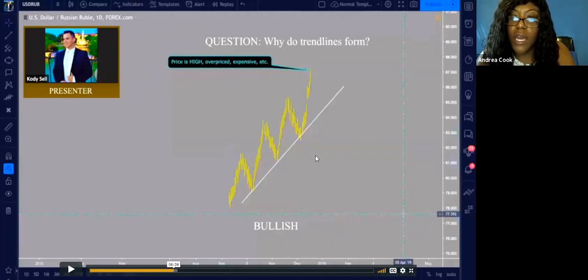Okay, and you can determine what the trend is on the higher time frames, the daily, even like the 4 hour, and the 1 hour. You can determine what the trend is.